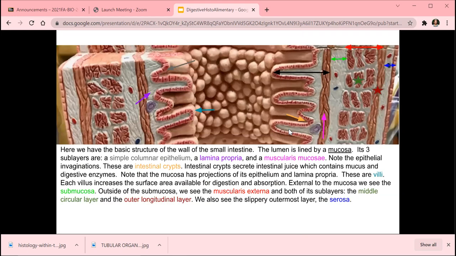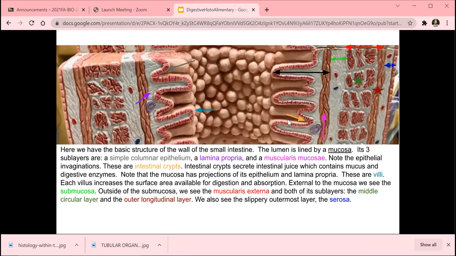The next part is the small intestine. In the wall of the small intestine, again, we have four layers. You can see these layers here. The first one is tunica mucosa: the epithelium, lamina propria, and muscularis mucosa. You have the intestinal glands, which we call intestinal crypts, and the finger-like projections, which we call villi, in this picture.